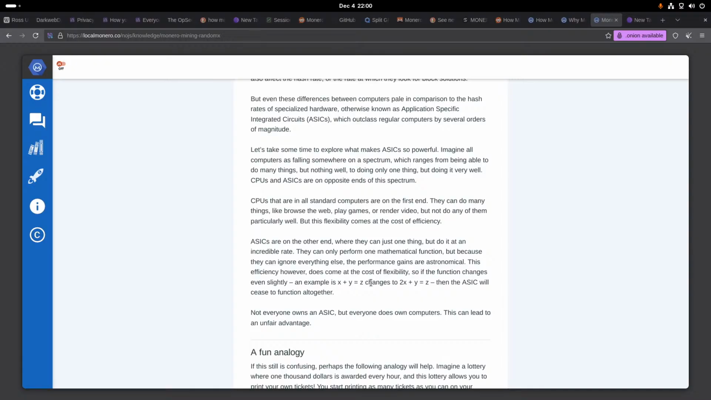So if the function changes, even slightly, even an example of x plus y equals z changes to 2x plus y equals z, the ASIC will cease to function altogether. Not everyone owns an ASIC, but everyone does own a computer. This can lead to an unfair advantage. This is why they probably went ASIC resistant.